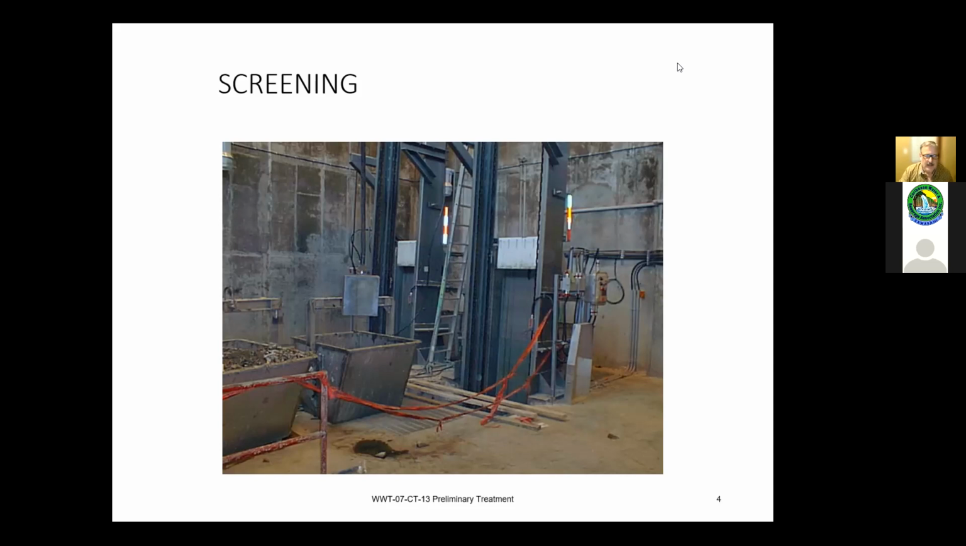Screens are usually set at 45 to 60 degree angles. The influent passes through these screens. There's a mechanism that goes up and down, cleans the screens, and then dumps into a bin.